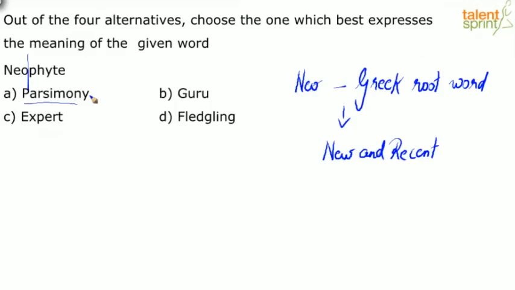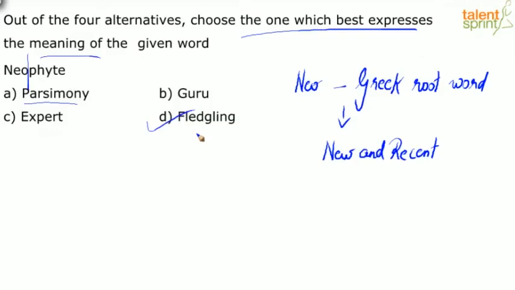What's a fledgling? What's a fledgling? We're looking at best expresses the meaning. Vinodini is correct here, right? A fledgling is a young bird that has recently acquired its flight feathers, right? So, keeping in mind the Greek root word neo, I know the answer is D, fledgling. Sometimes we get a little confused, right? We need to make sure to fall back on the question. Are they asking for antonym or synonym?